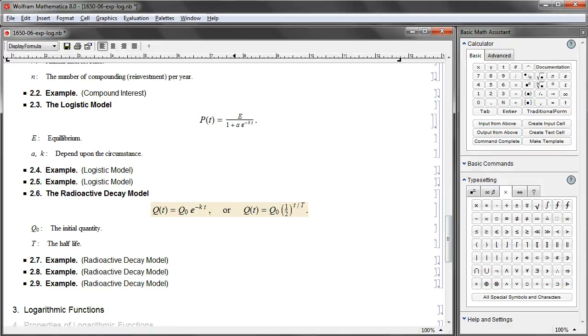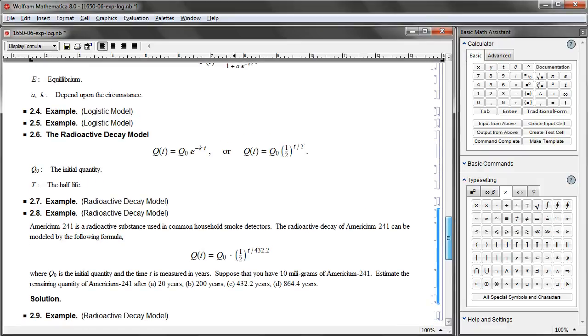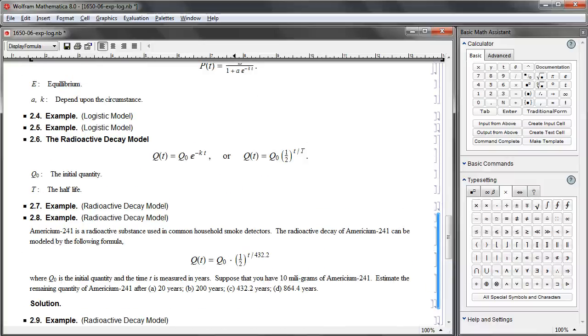Let's see, let's open up a problem. Is this the one? Yes. Americium-241 is a radioactive substance used in common household smoke detectors. And this is common because it's relatively cheap and it's reliable, and most of all, it's relatively harmless. So it is used in common household smoke detectors. And the radioactive decay of Americium-241 can be modeled as follows, and then 432.2, that's the half-life.